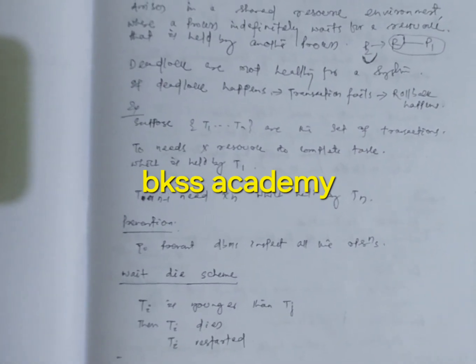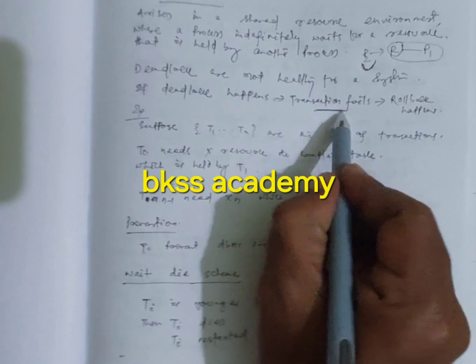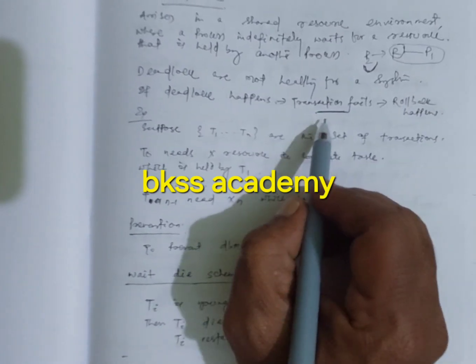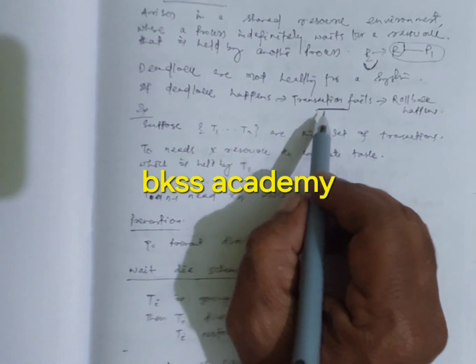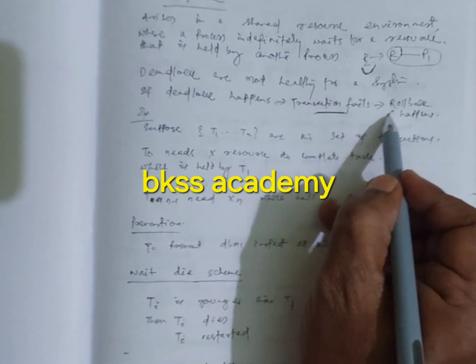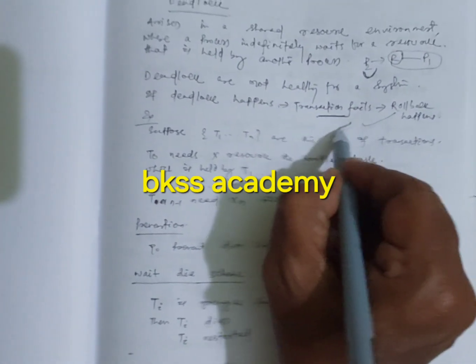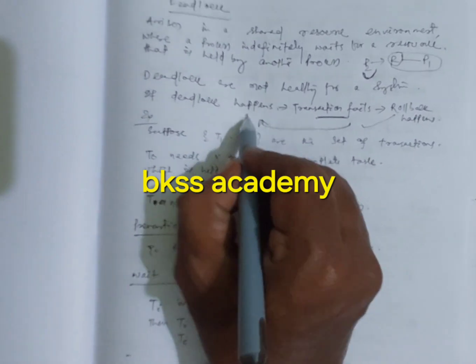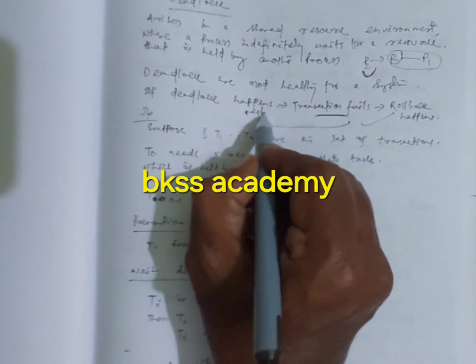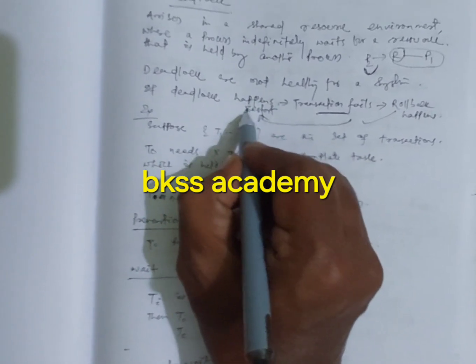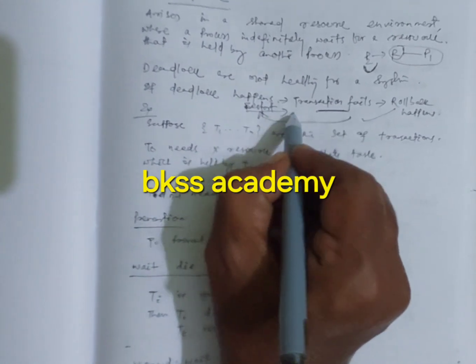If a deadlock happens, the transaction fails. As per the concept of database management systems, when a transaction fails, it will be rolled back. So when the transaction fails, it will go for restart. It will be restarted, then the transaction will be executed.